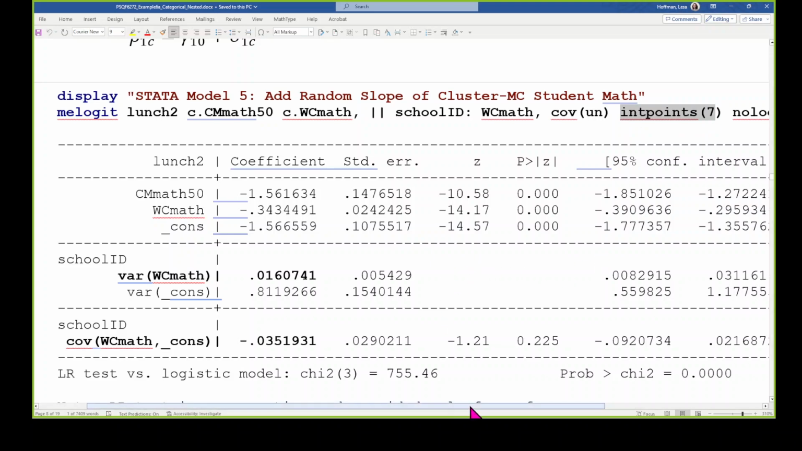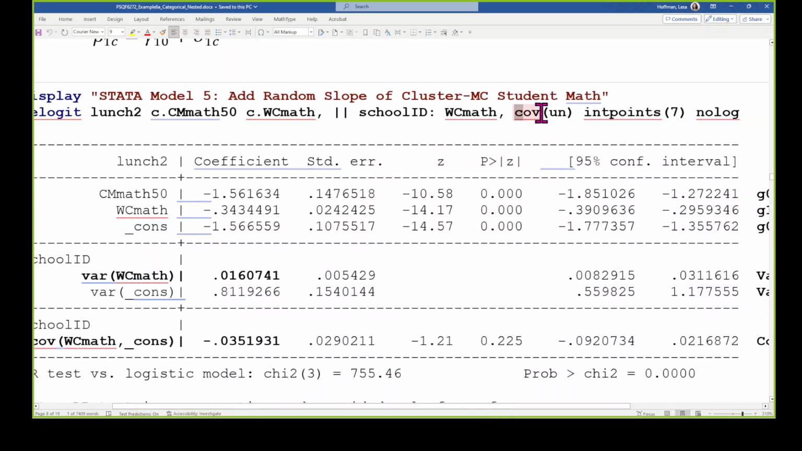The other thing that I had to add to the Stata code, as you might remember, is this thing right here, CoVUN. Do you remember what that does? Unstructured is what UN stands for. The word unstructured means let everything be what it wants.